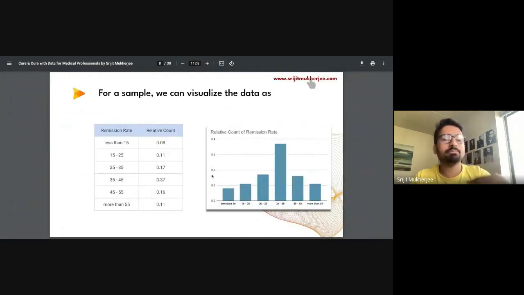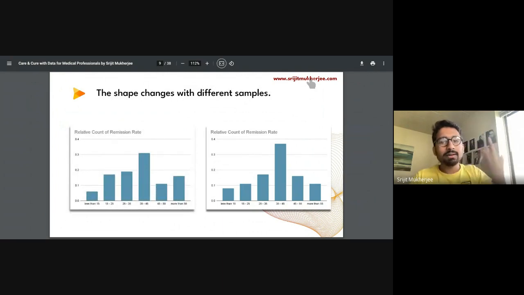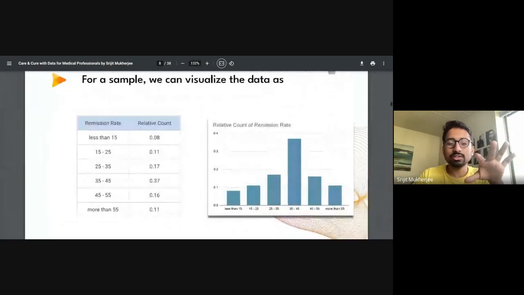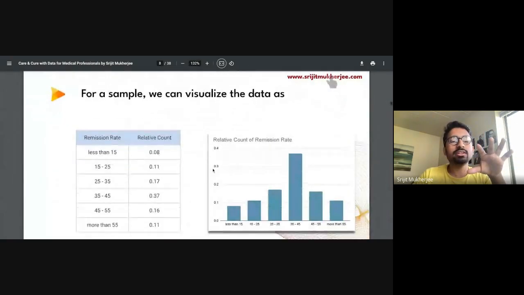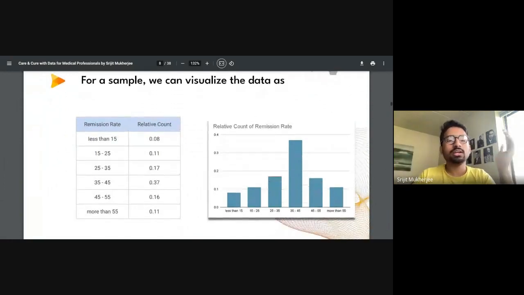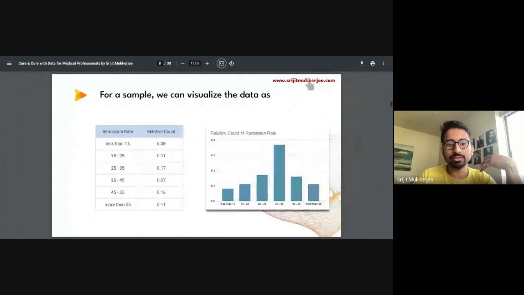So for a sample, we can visualize like this. But the shape changes from sample to sample. When the sample changes, the count changes, the relative count changes. Remember, the relative count is the count divided by the total number. Let's say in under 15, there are 8 people, so we divide by 100 to get 0.08. In 15 to 25, there are 11 people, so divided by 100 to get 0.11. So this is how we calculate the relative count.